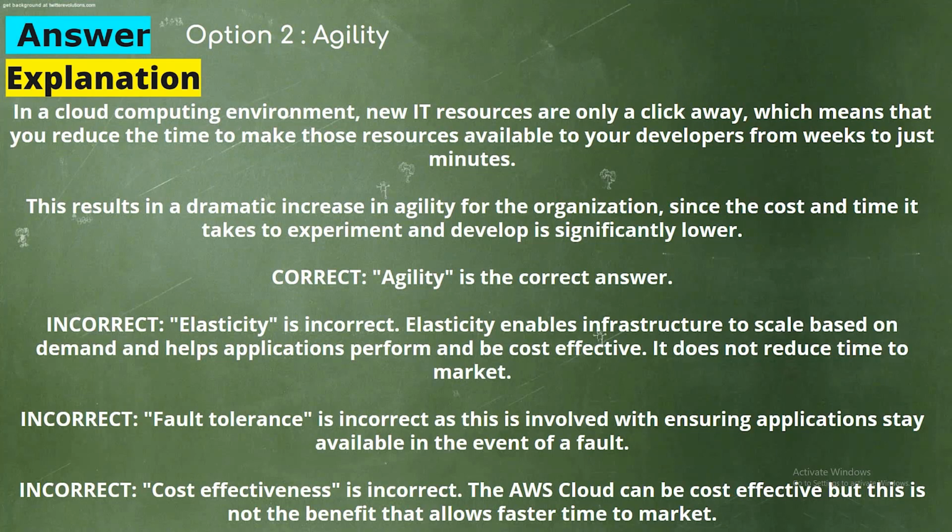Incorrect. Elasticity is incorrect. Elasticity enables infrastructure to scale based on demand and helps applications perform and be cost-effective. It does not reduce time to market. Incorrect. Fault tolerance is incorrect as this is involved with ensuring applications stay available in the event of a fault. Incorrect. Cost-effectiveness is incorrect. The AWS cloud can be cost-effective, but this is not the benefit that allows faster time to market.